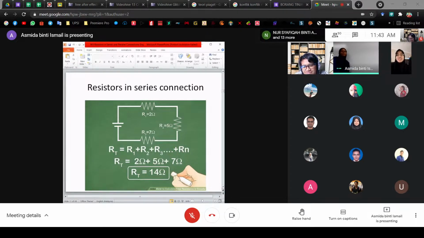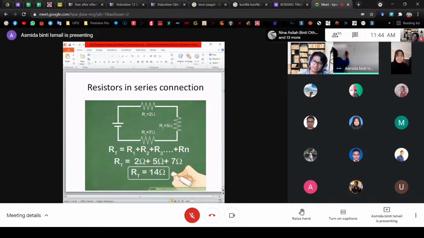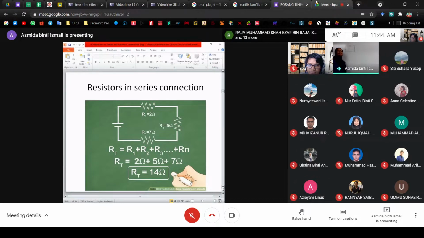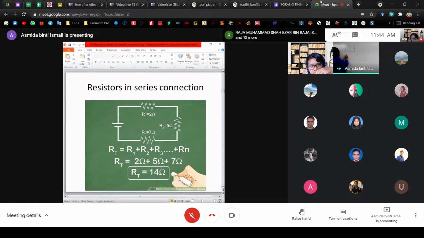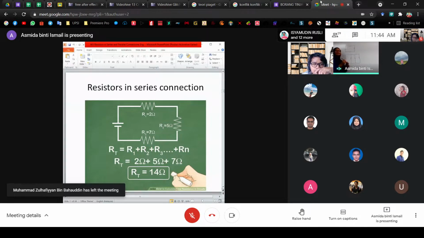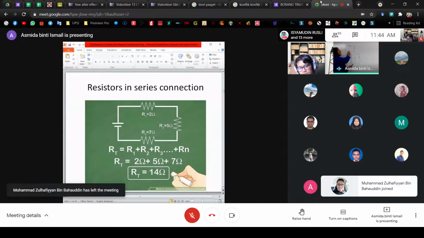So, okay, here is a series circuit. Here is a series circuit. And here is a parallel circuit. Salah dia sambung 3 ke, sambung 4 ke, sambung 5 ke. This is how you connect a parallel circuit. This is how you connect a series circuit.